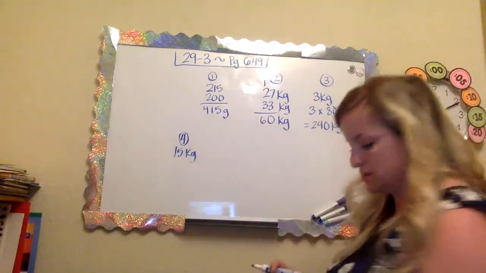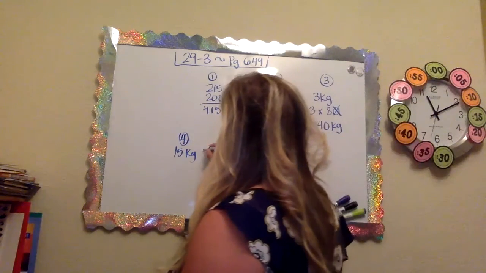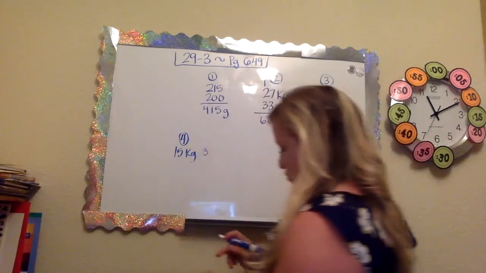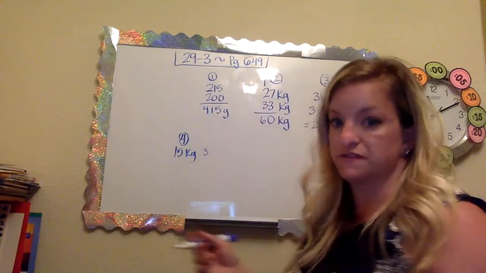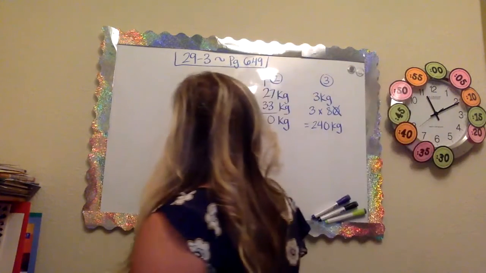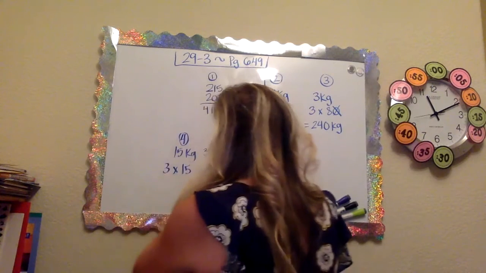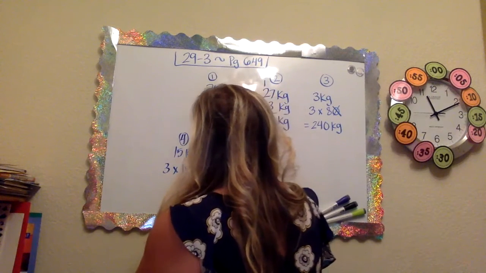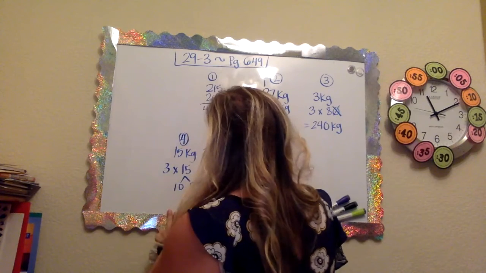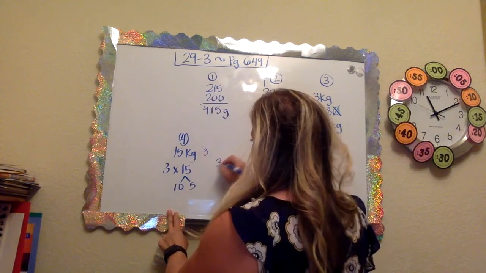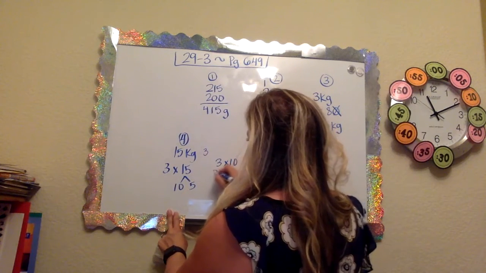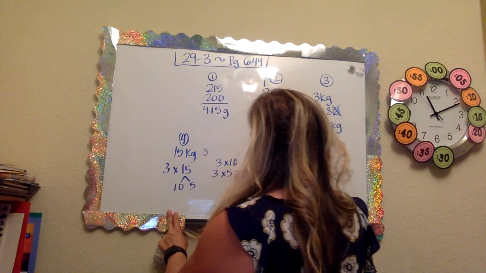So the next number that you're going to need is 3. And there's groups of, so you have 3 groups of 15. So it's going to be 3 times 15. Now, you know that 10 and 5 make up 15. So we're going to do 3 times 10, and we're going to do 3 times 5 to get our answer.